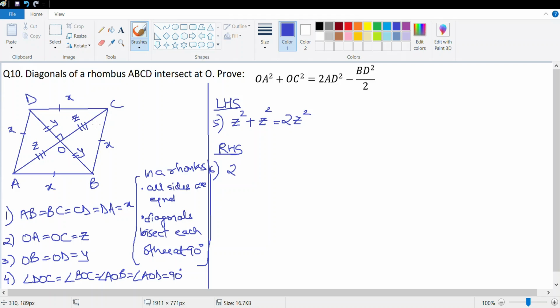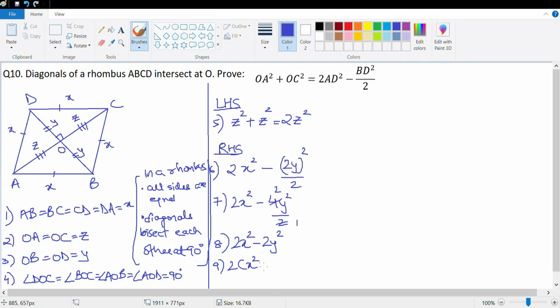So right hand side will be equal to number 6, 2AD square minus BD square upon 2. AD is equal to X, and BD is equal to 2Y. So this is 2X square minus 2Y whole square upon 2, so 2X square minus 4Y square upon 2. This is equal to 2 times X square minus 2 times Y square, which I can write as 2 times X square minus Y square, which I can write as 2 times Z square.